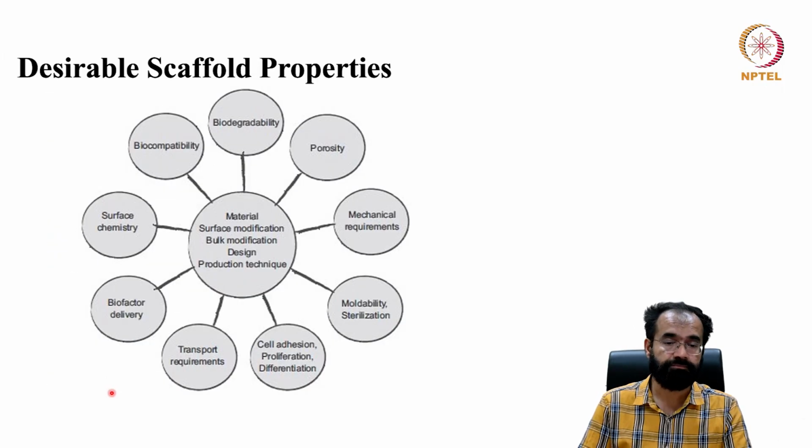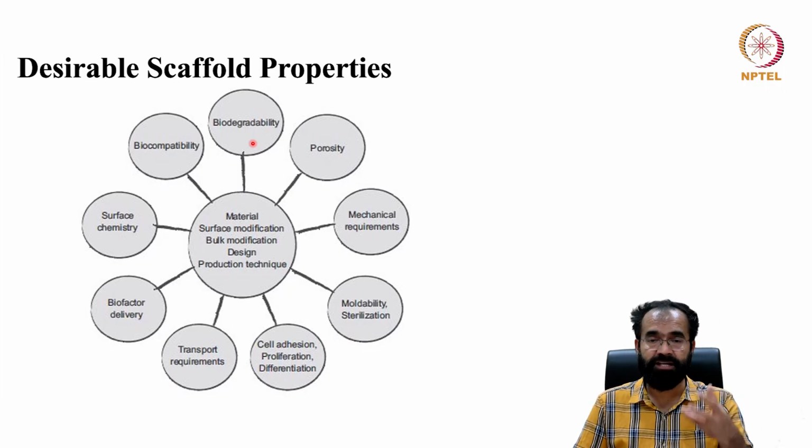What are the desirable scaffold properties? Having said that scaffolds are important, needed, etc., what are the properties we should have? We can start from anywhere. Let us start from here. Biodegradability. Biodegradable means once, based on the location of delivery, once it is put in, the scaffold should get degraded.